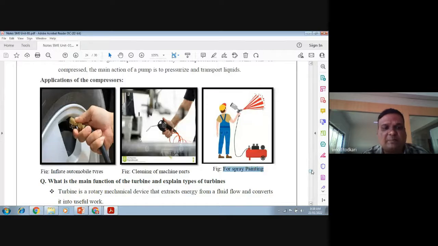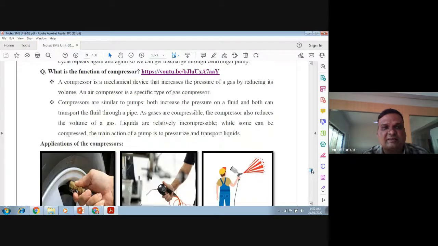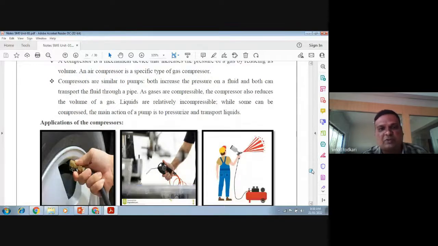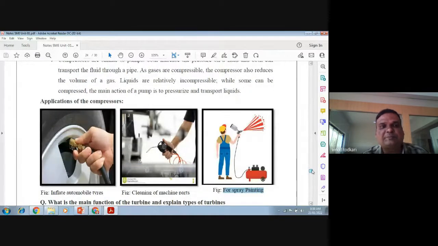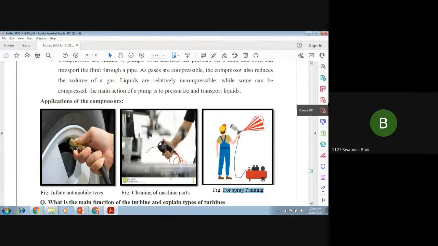So there are plenty of applications of compressed air. So tell me, is the concept of compressed air clear to all of you? Yes, sir. Okay.